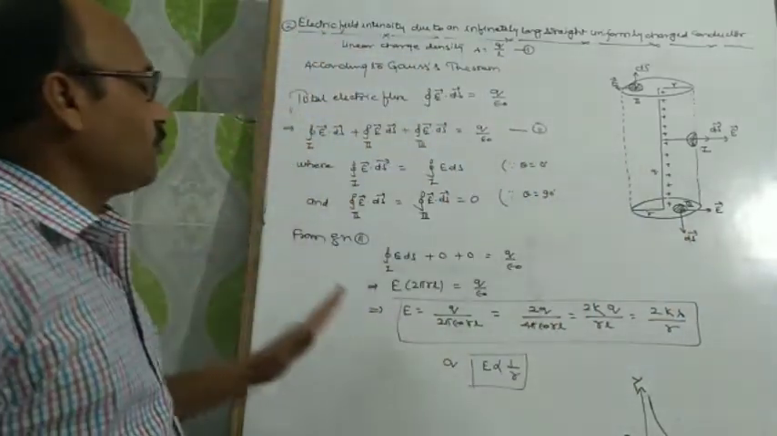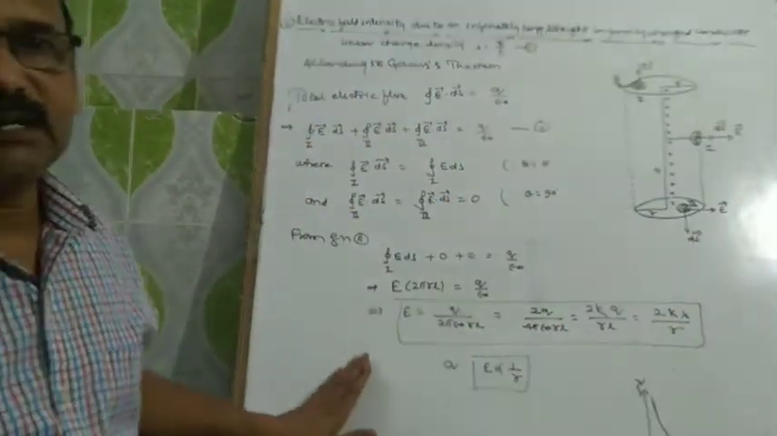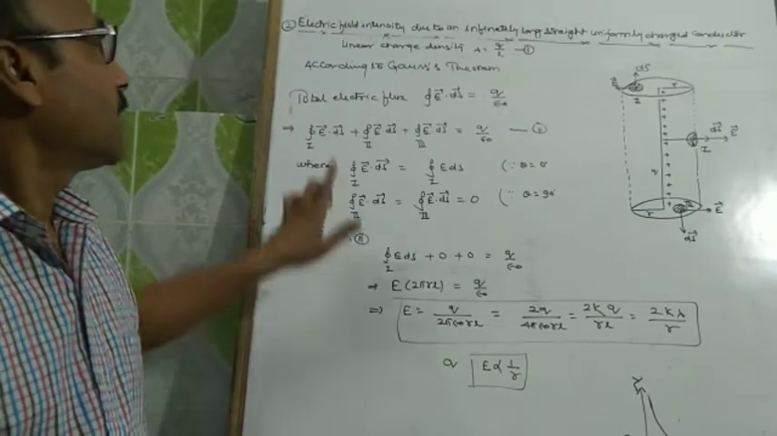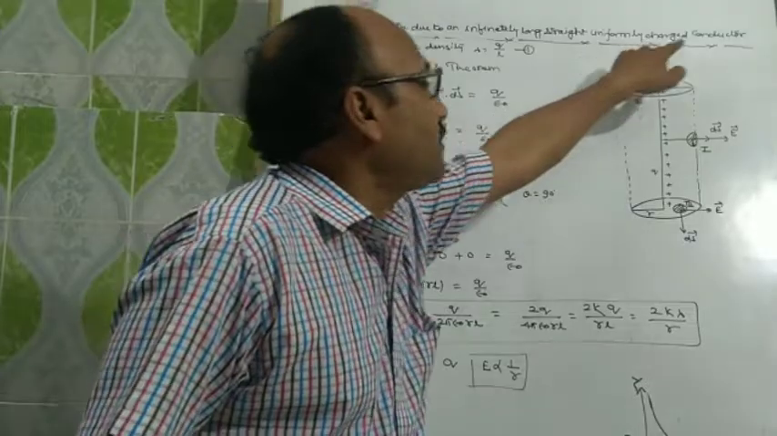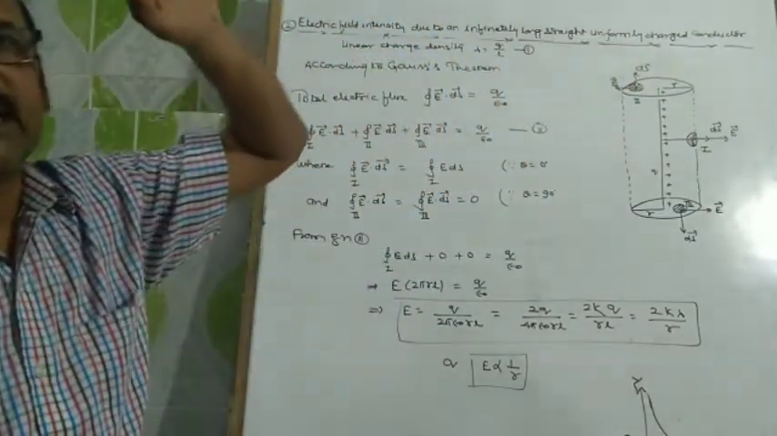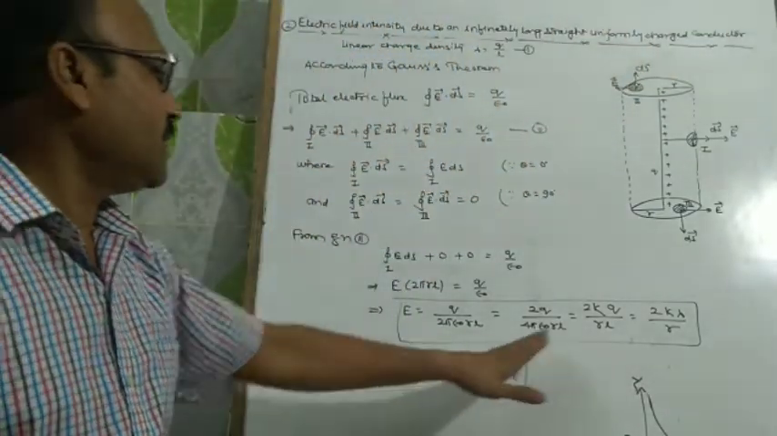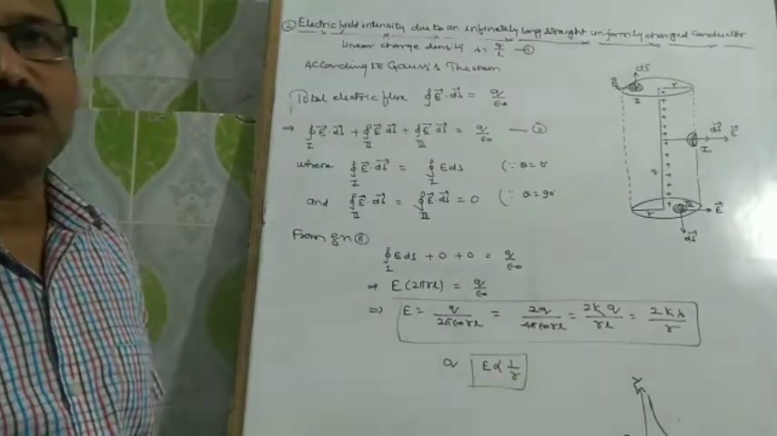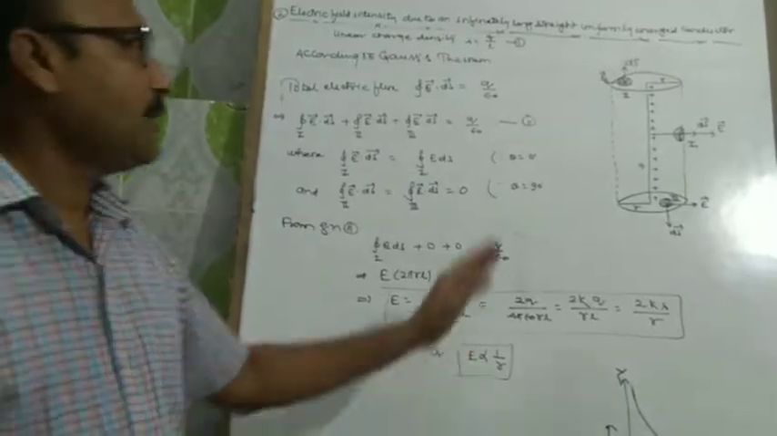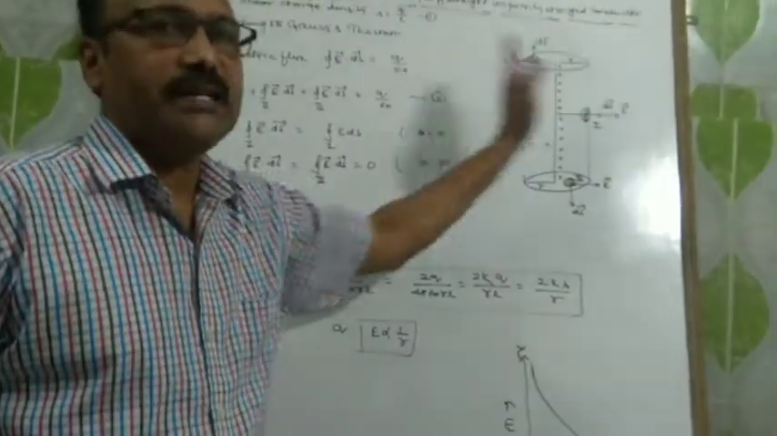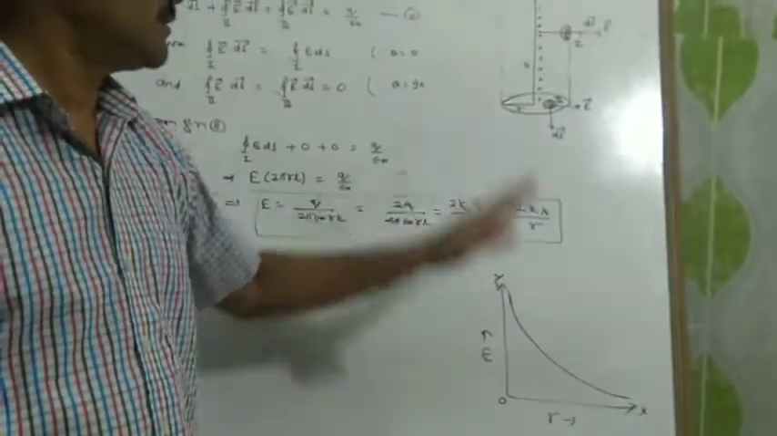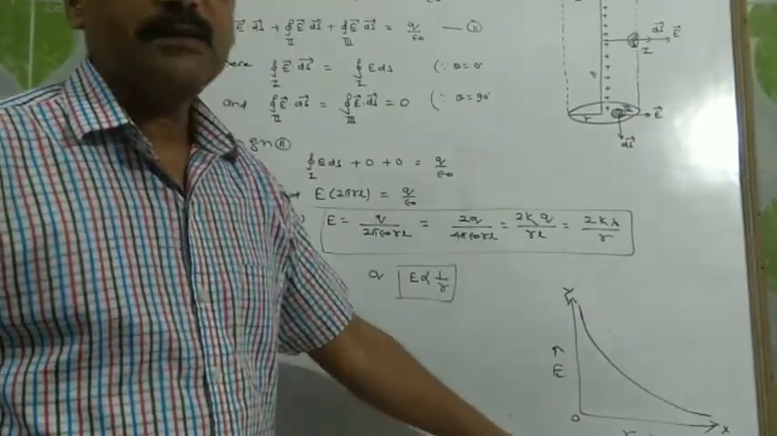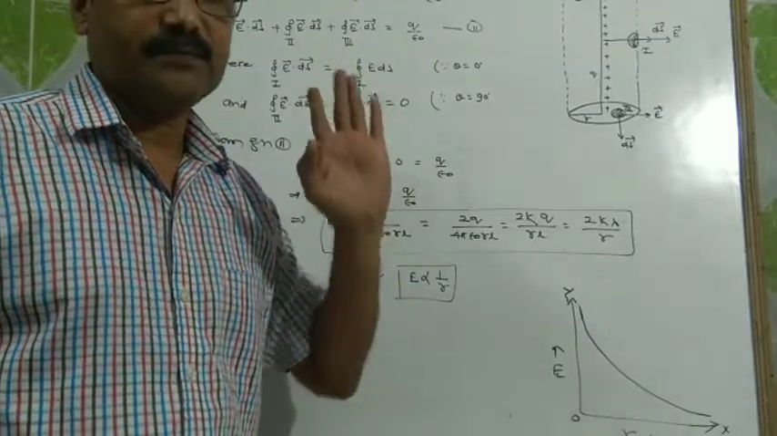So this is the formula of electric field intensity due to a straight uniformly charged conductor of infinite length. Now in this relation you will see the electric field intensity is inversely proportional to r. R means the radius of the Gaussian surface around the conductor. So if we draw the graph between E and r, we get a graph like this.